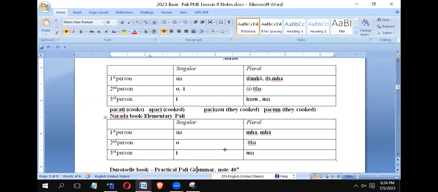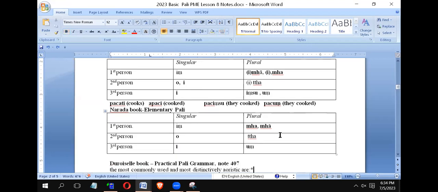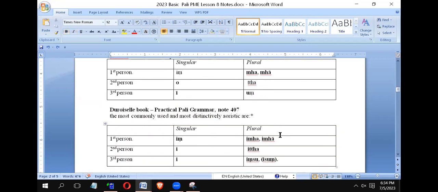But according to Narada Elementary Pāļi, the form is a little bit different, ending with the I, right? You can see here ending with short I, here ending with long I for third person singular. Pāļi Made Easy has imsu, and second person is o, here is o, ita, or ita same. Im, imma. For Duracell, you can see it has ita, same, but second person, o, it doesn't have. It only puts ita.